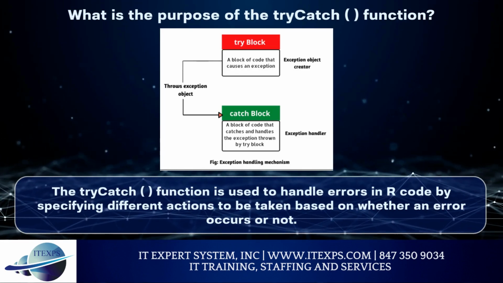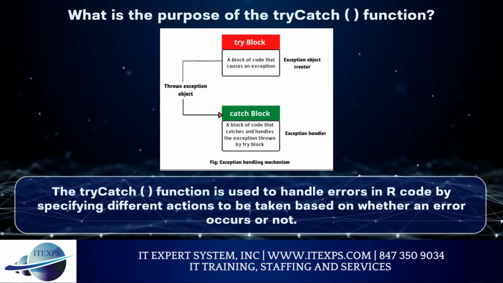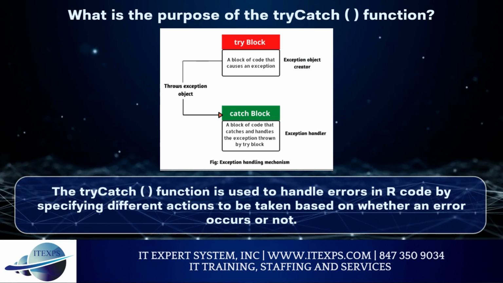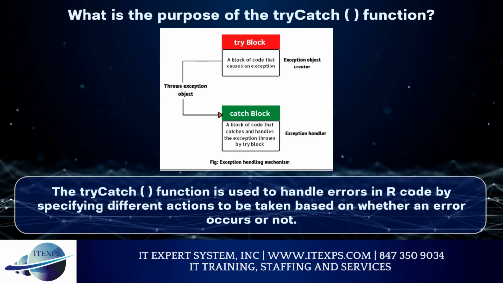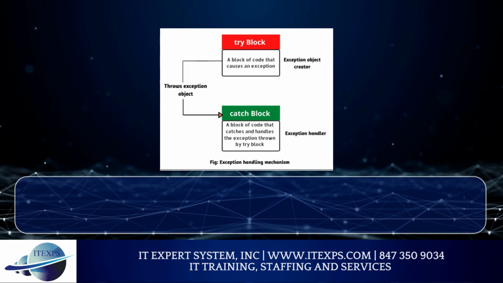What is the purpose of the tryCatch function? The tryCatch function is used to handle errors in R code by specifying different actions to be taken based on whether an error occurs or not.